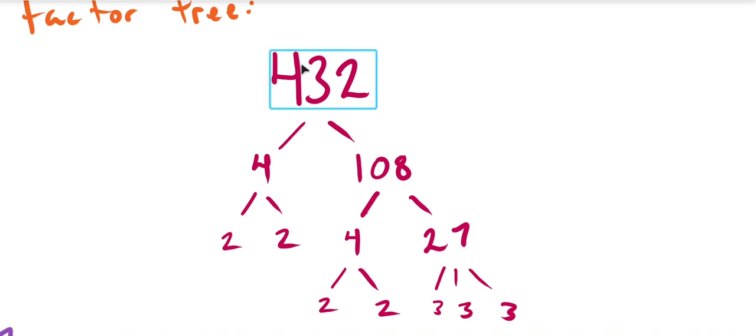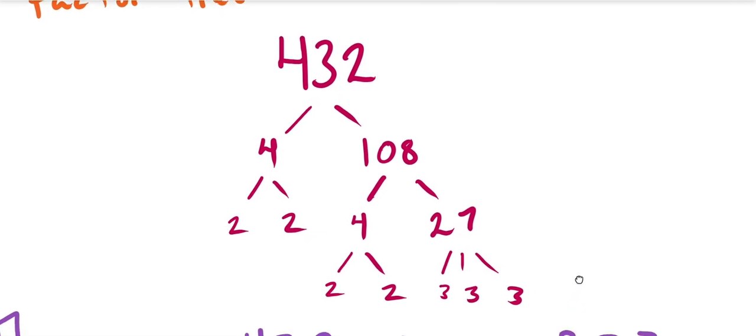4 times 108 is 432. Let's keep breaking these down, and we get 4 breaking into 2 and 2, 108 breaking into 4 and 27, and then just to complete things, we break this 4 down, 2 and 2 again, and 27, that's 3 threes. Let's just break that down in one step. Because really what's important here is the leaves of this factor tree.